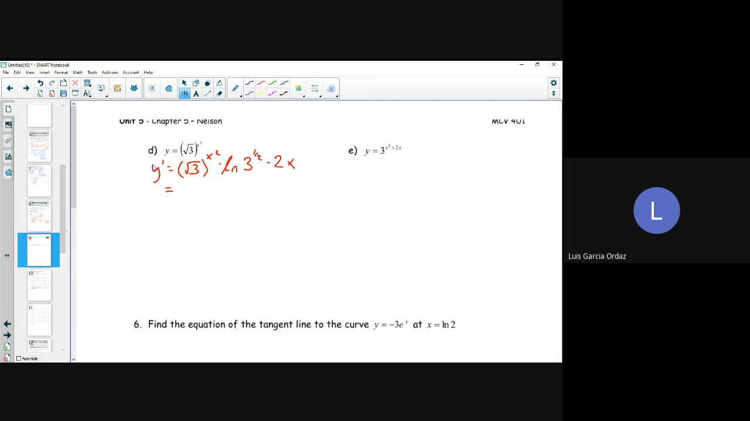So this gives me root 3 to the power of x squared times 1 over 2 ln 3 times 2x. As you can see, this cancels out. So we're left with root 3 to the power of x squared times x ln 3. That would be the derivative for this function.